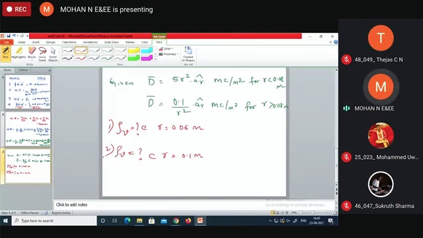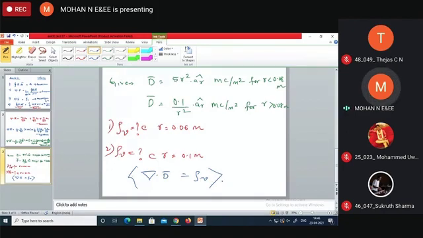So you can make use of Maxwell's first equation, that is, gradient of D vector is equal to rho v. This is Maxwell's first equation, or it is nothing but the Gauss law in point form. Using this, you can find rho v. This is how you can make use of Maxwell's first equation.